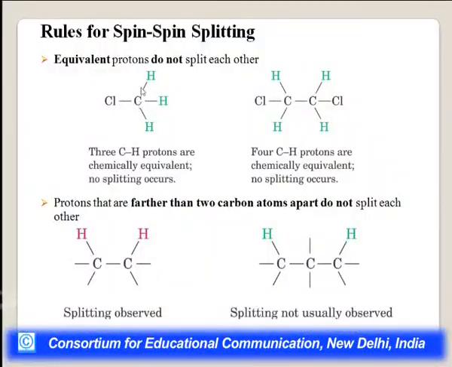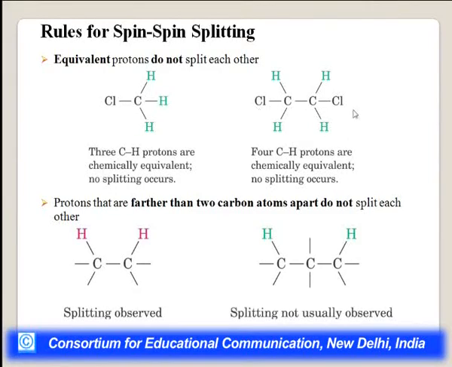Rules for spin splitting. Equivalent protons, we need to understand first, do not split at all. You know what equivalent protons are? First of all, we need to identify what protons are equivalent in nature or what protons are non-equivalent in nature. We have to see the surroundings, or the environment at the adjacent carbon atom or any other atom adjacent to these protons. Look at this, H3Cl. These three protons are chemically equivalent, so no splitting occurs. They will give only a single NMR signal.